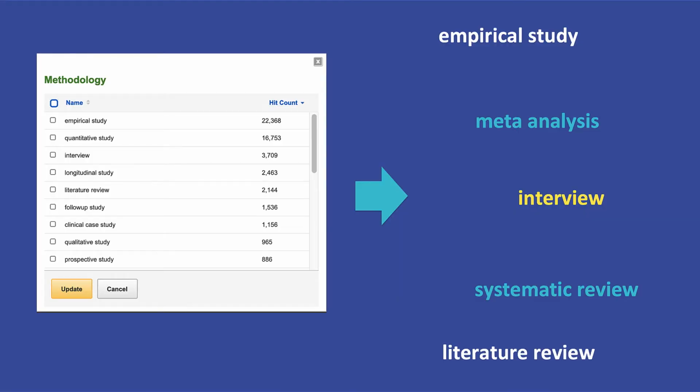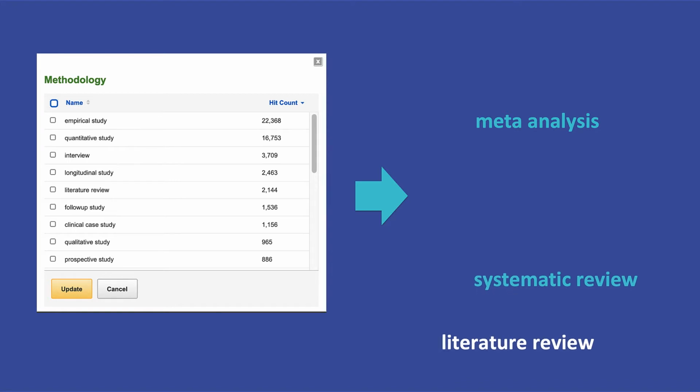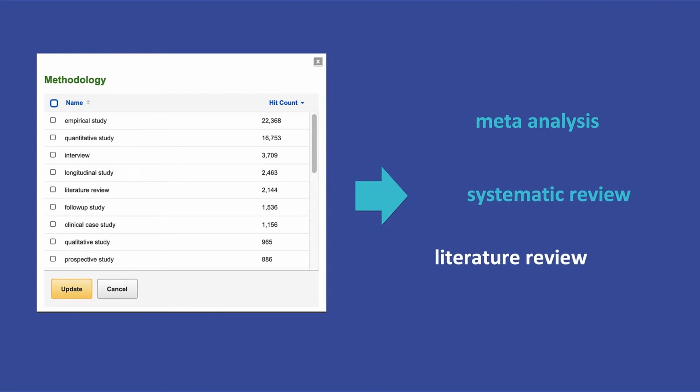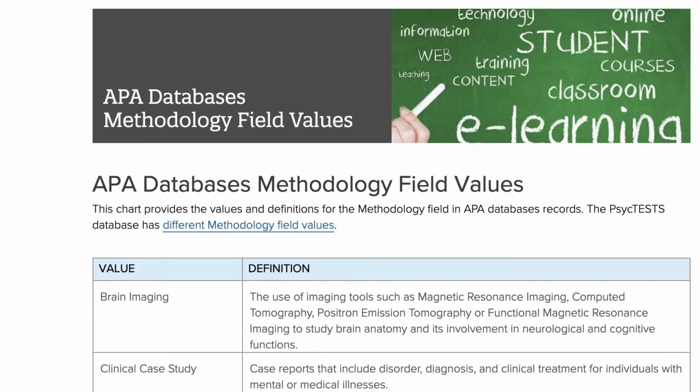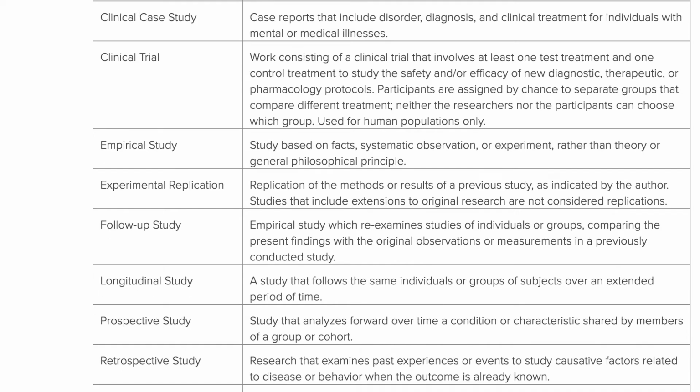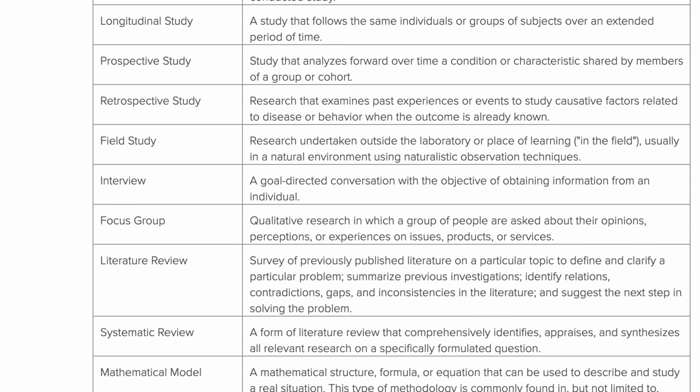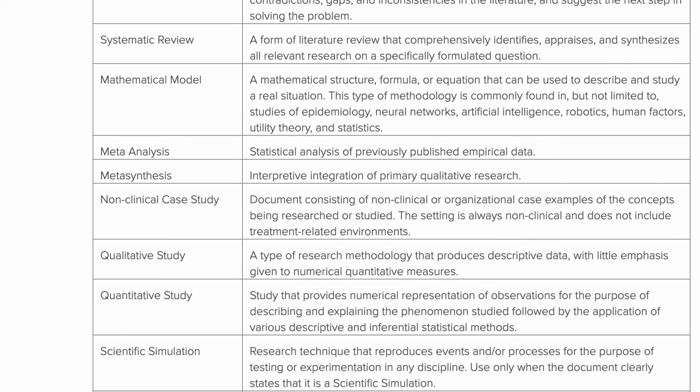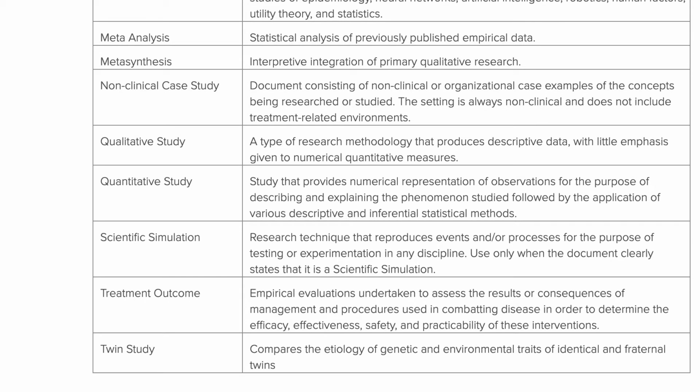In APA PsycInfo, you can use the methodology limiter to narrow your search to the exact study type or methodology that you need. The list shown here represents all of the methodologies that are currently used to index items in APA databases. For definitions of each methodology type, see the link in the video description.